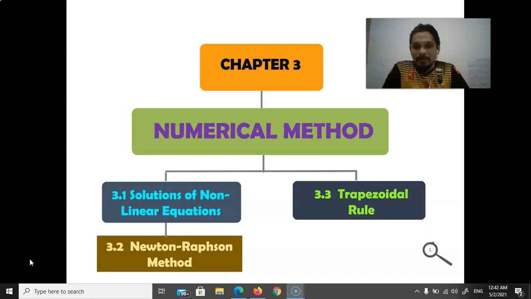So today I'd like to share and explain to all of you the content of chapter 3, numerical method, where we look at 3.1 solution of nonlinear equation, 3.2 Newton-Raphson method, and also 3.3 trapezoidal rule. Okay, so I do believe that all of you are holding your lecture notes with you right now.